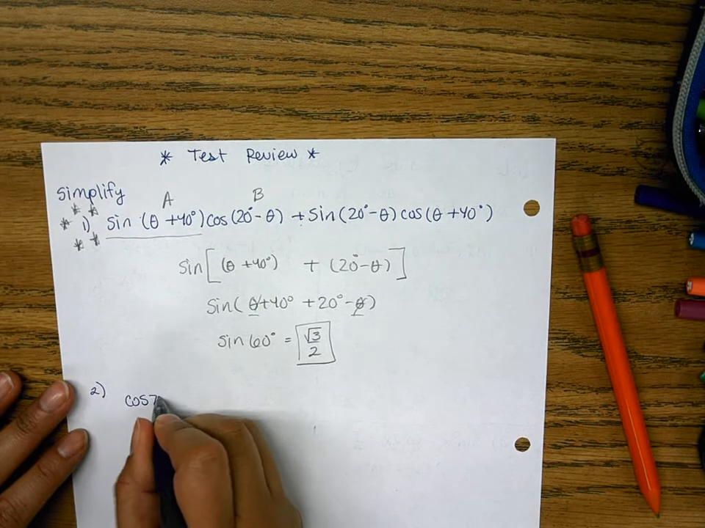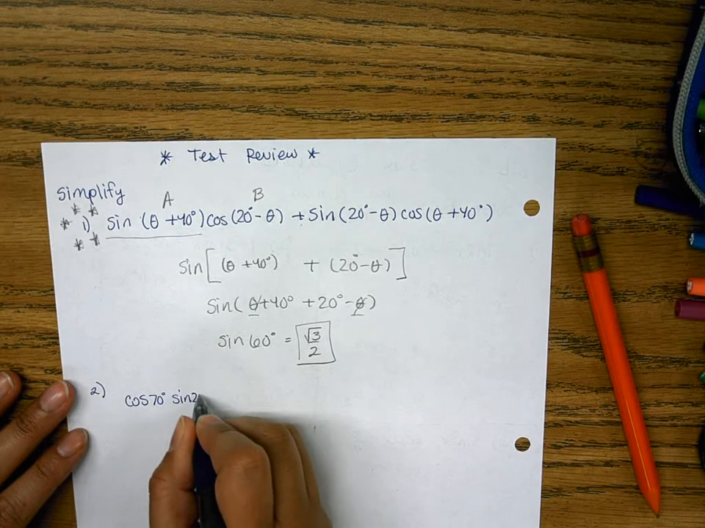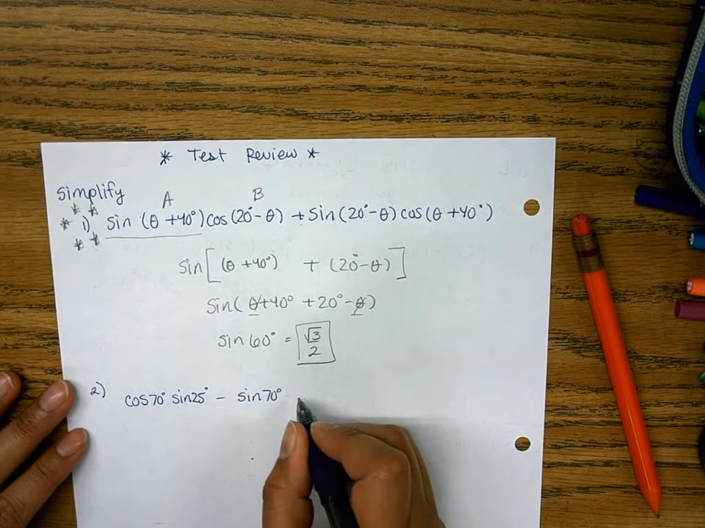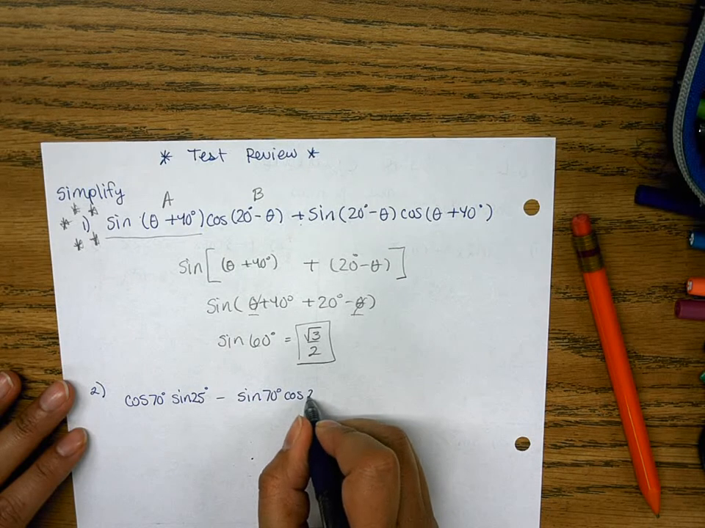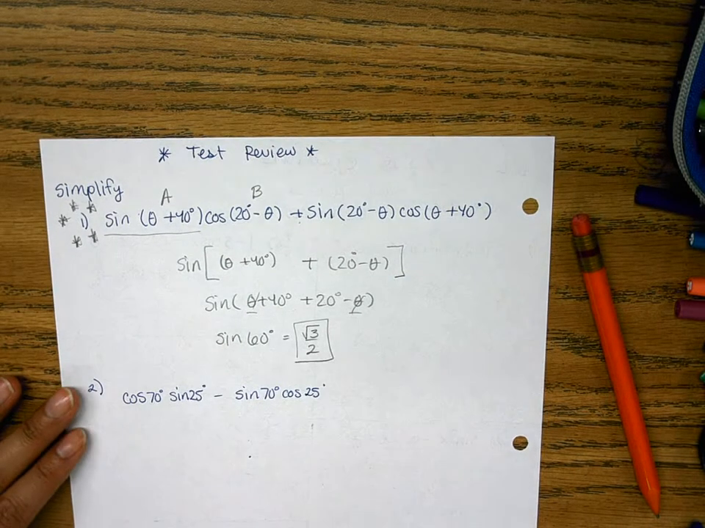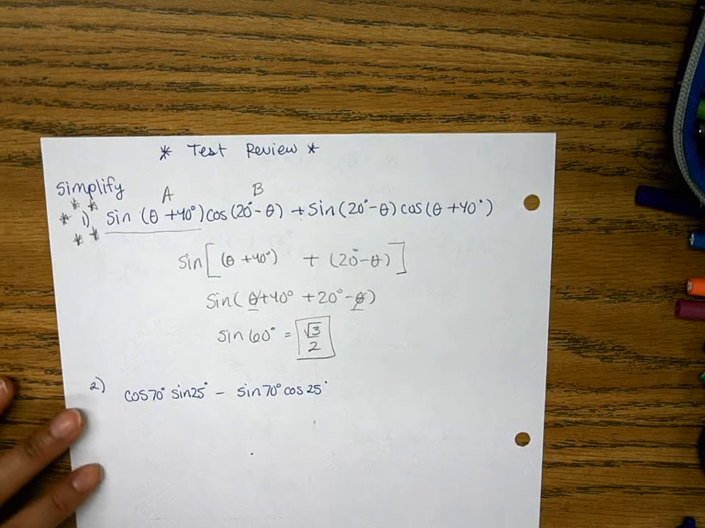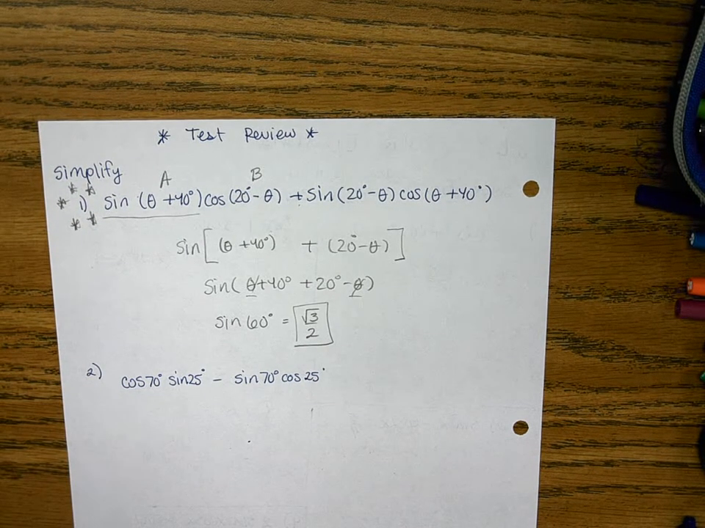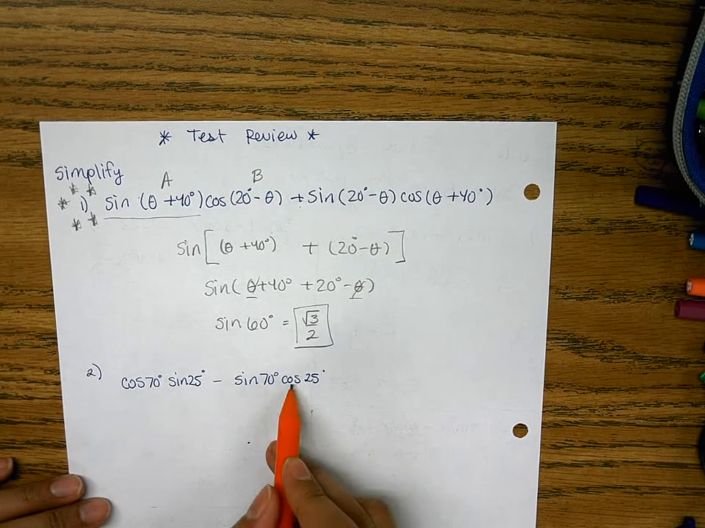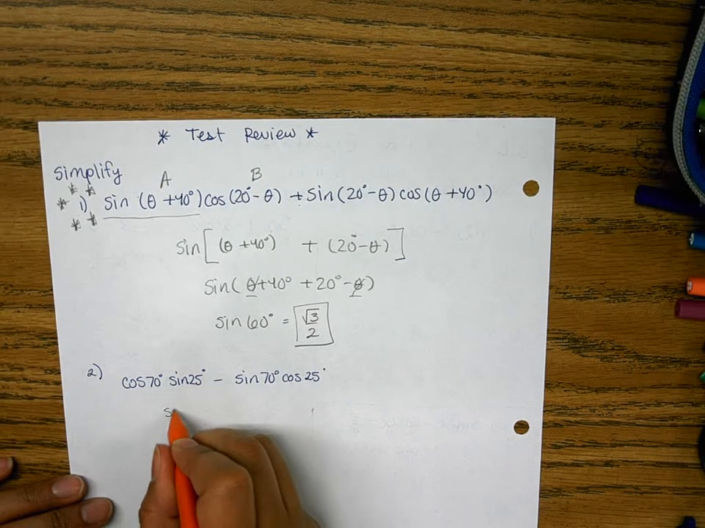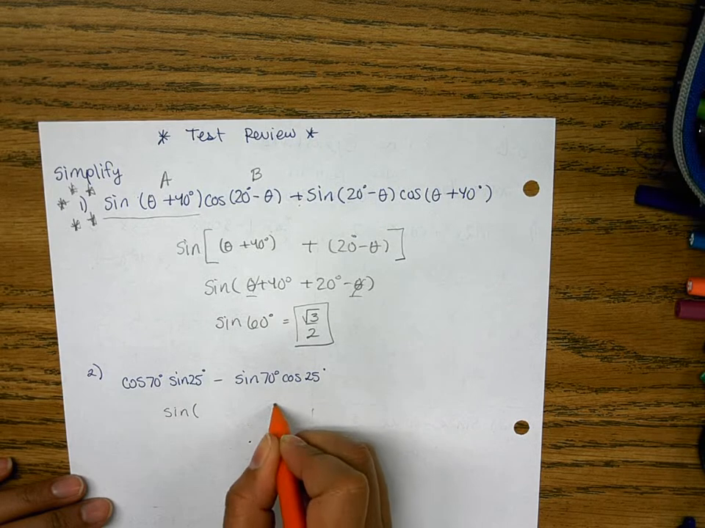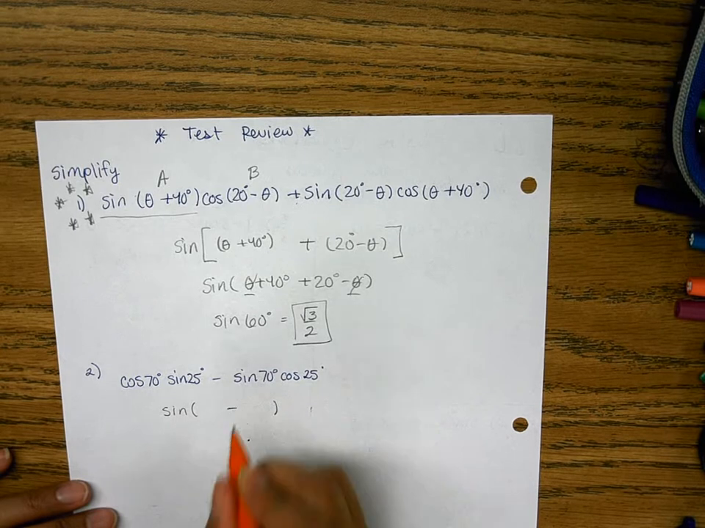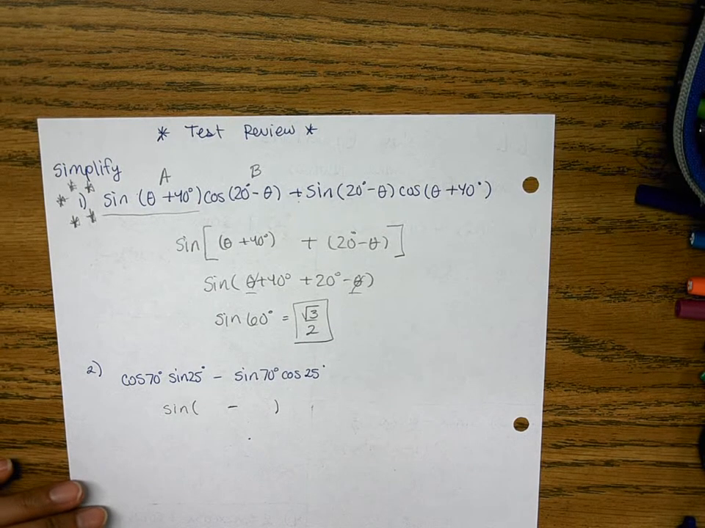Okay, next one. Number 2, cosine of 70, sine of 25, minus sine of 70, cosine of 25. Okay, recognizing that it's already been expanded, I'm going to condense. Sine is with cosine, so it's the friendly one, it's sine. A plus B or A minus B, sine keeps the sign, so it's minus.